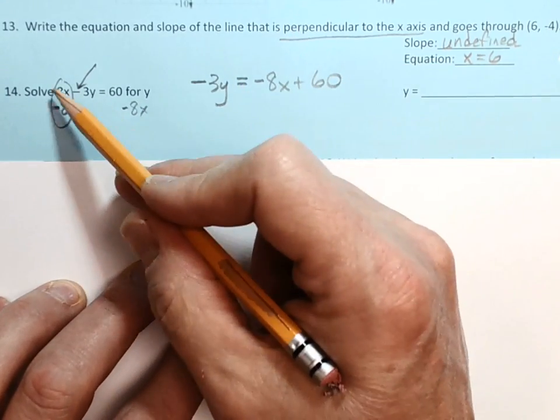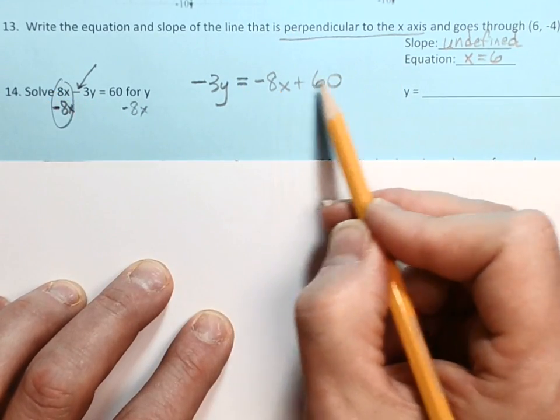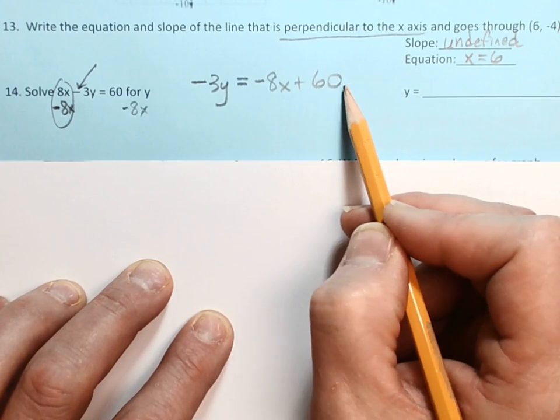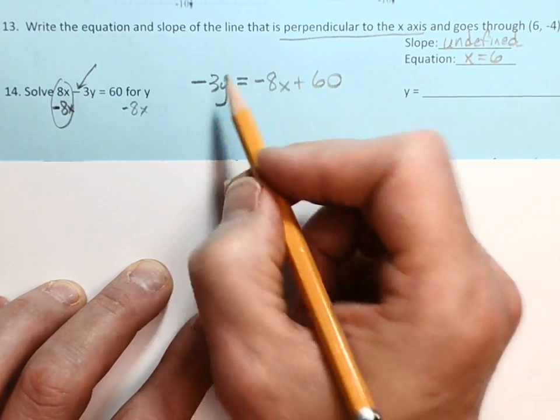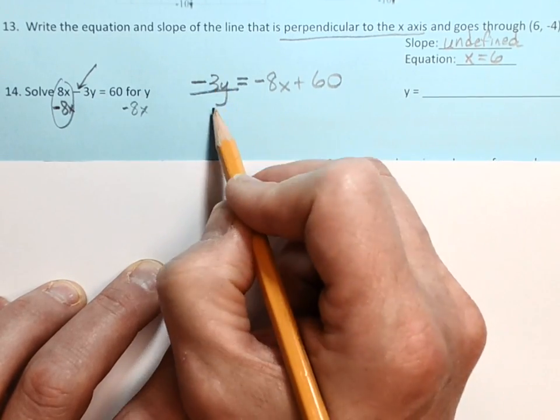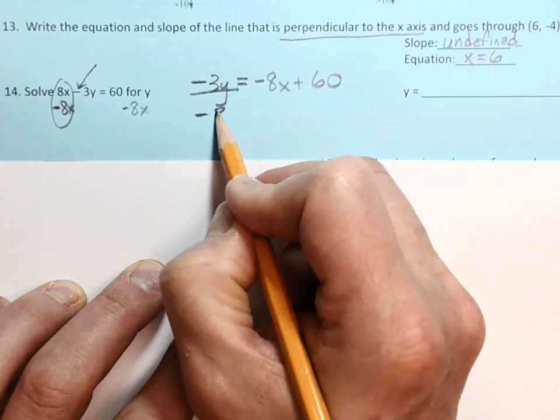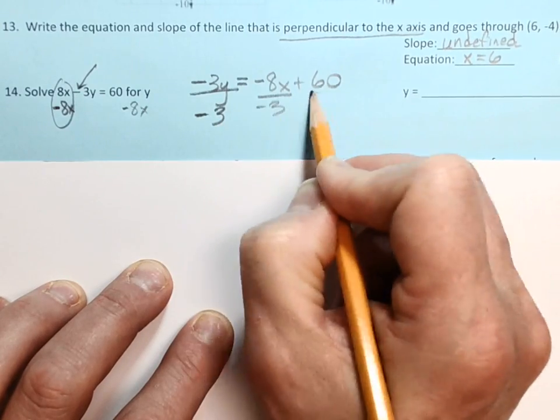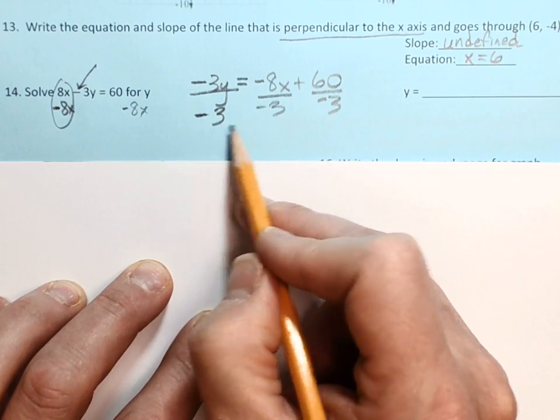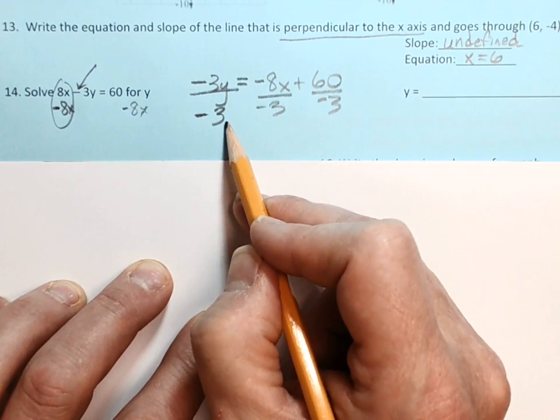So I've made my 0 over here. I can't combine these two. Please don't say 52x or something like this. This guy doesn't have an x. So I'll divide by the number in front of the y. Don't divide by -3y.